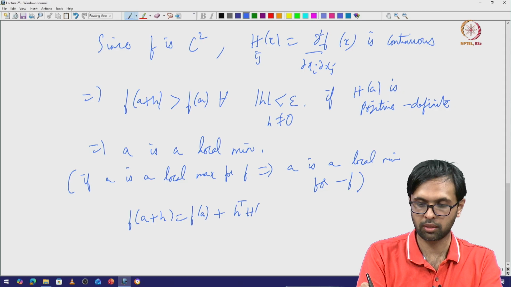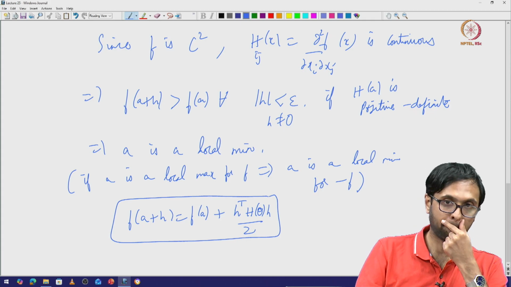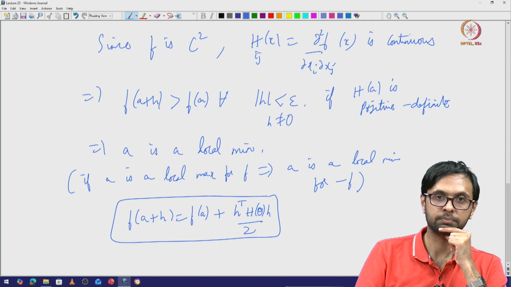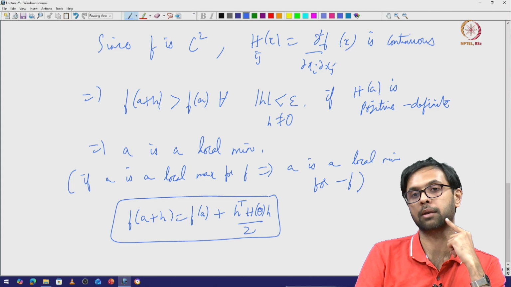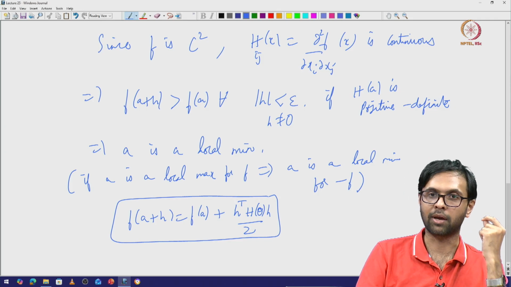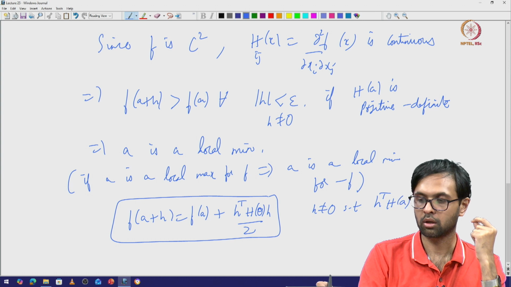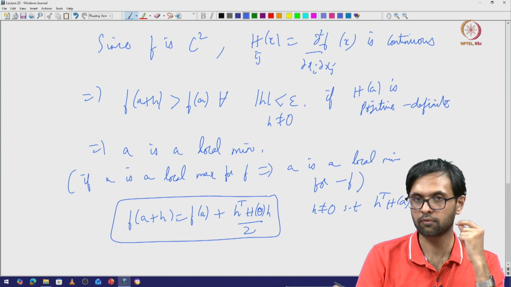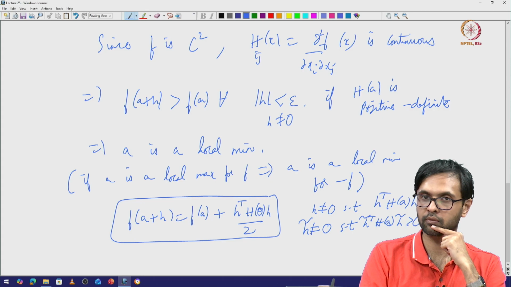H transpose theta h divided by 2. Right. Now, if h is invertible, but it's neither positive definite nor negative definite, what does that mean? That means there is some non-zero vector h such that h transpose h of a h is strictly negative. Likewise, there is a non-zero vector h tilde so that this is strictly positive, right?